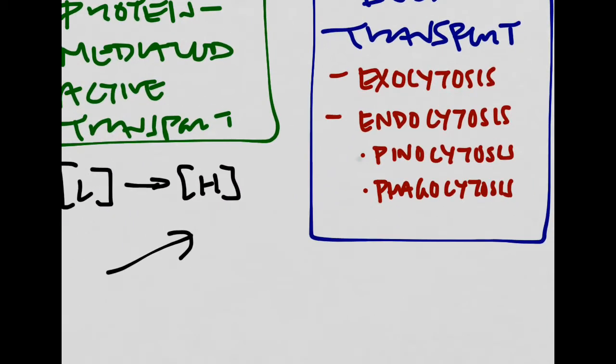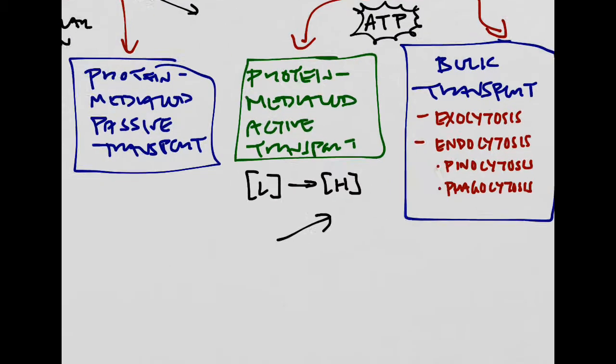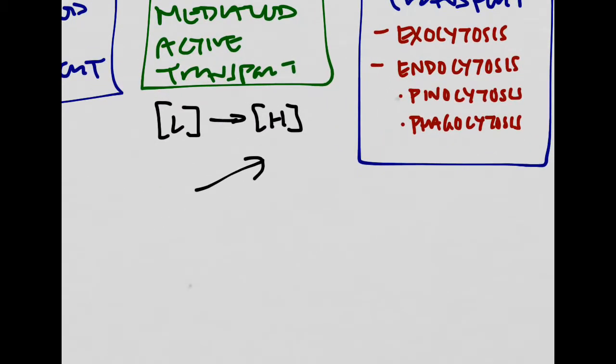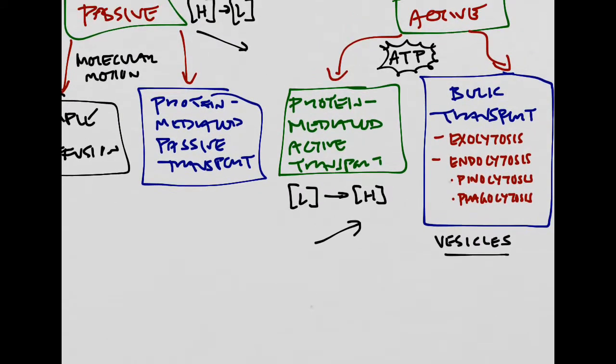In the case of bulk transport, the reason why you need ATP is not necessarily because you're moving something against the concentration gradient, but it's because you're requiring the use of vesicles. And the formation of vesicles requires a ton of ATP because there are molecular motors that need to move it around, and then those things need to shape the vesicle, pinch the vesicle, and essentially get the thing to work the way it's supposed to work. And that uses a ton of ATP in the process.